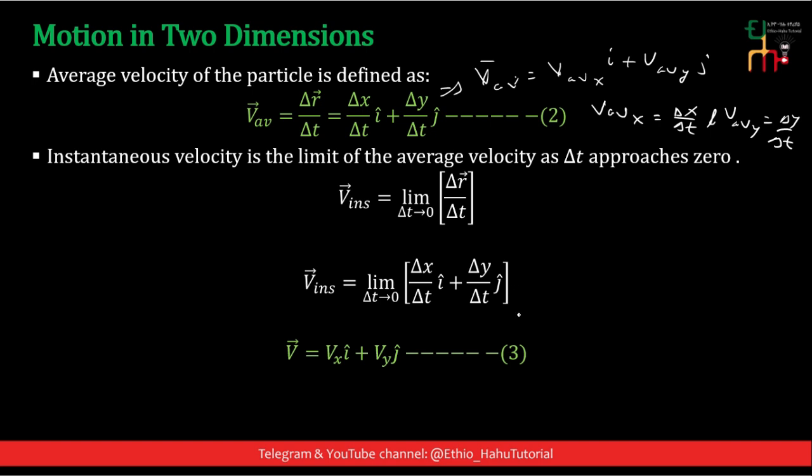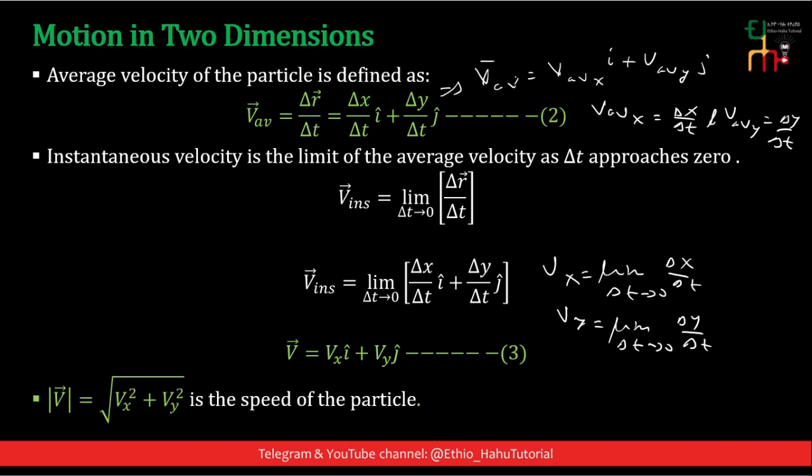This means that Vx is equal to the limit as delta t approaches 0 of delta x by delta t. This is average velocity, but the limit as delta t approaches 0 of average velocity along the x-axis is instantaneous velocity along the x-axis, and Vy is equal to the limit as delta t approaches 0 of delta y by delta t, because this limit is used for delta x by delta t and delta y by delta t.